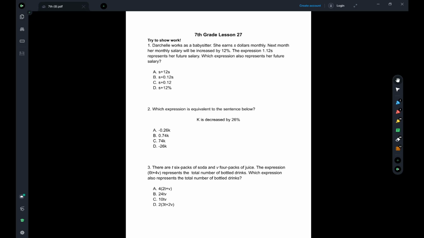So let's start off with number 1. Number 1 is Darshil works as a babysitter. She earns $S monthly. Next month her salary will be increased by 12%. The expression 1.12S represents her future salary. Which expression also represents her future salary?